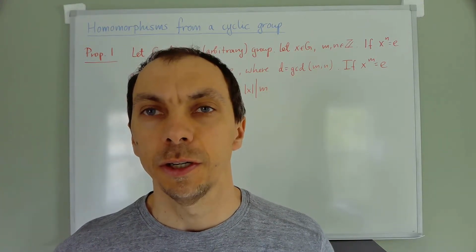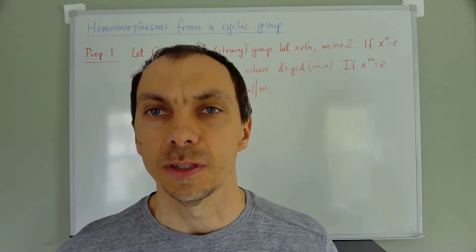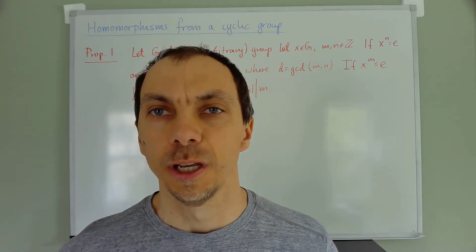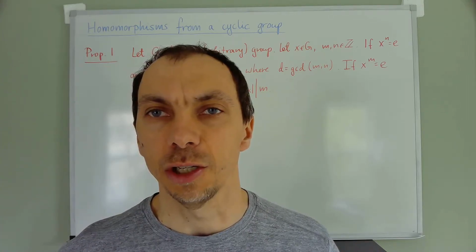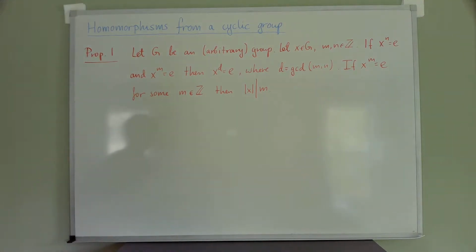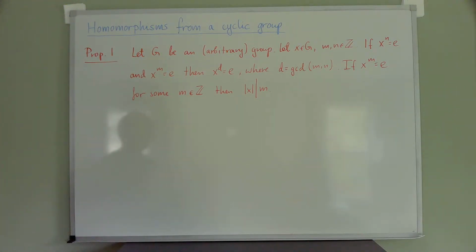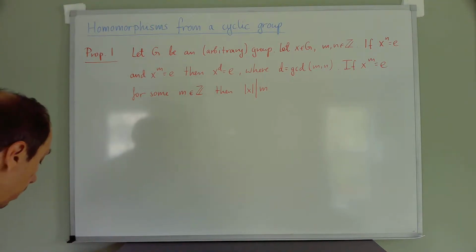Hello. In this video, we will study properties of homomorphisms whose domains are cyclic groups in order to eventually give a classification of cyclic groups. So we begin with a proposition that has actually nothing to do with cyclic groups and works for arbitrary groups. And it tells us something about the orders of elements in a group.